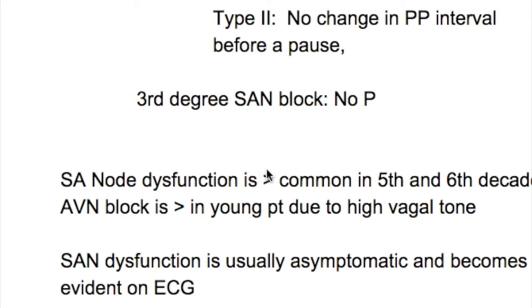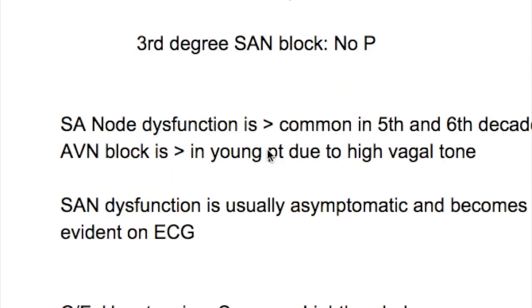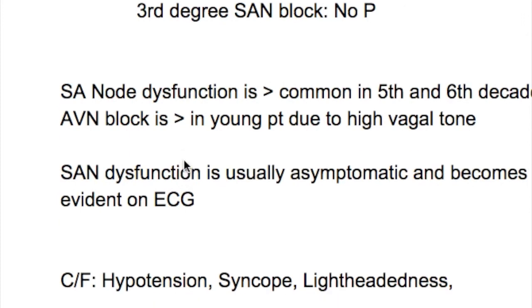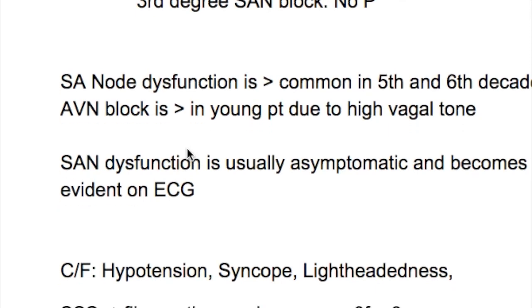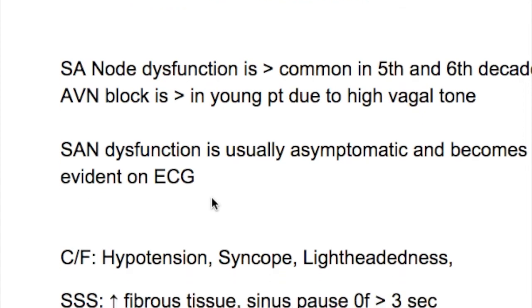At what age is SA node dysfunction common? SA node dysfunction is more common in the 5th and 6th decade and is usually asymptomatic. And at what age does AV node block occur? AV node block is more common in young patients. And why is it due to? It's due to high vagal tone, as occurs in athletes. So this SA node dysfunction is usually asymptomatic and becomes evident on ECG.